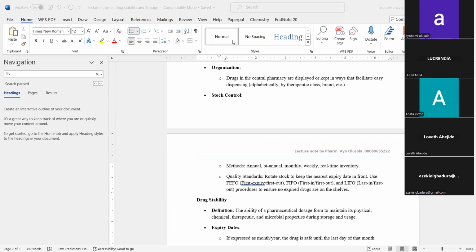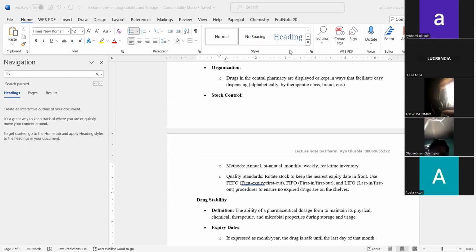FIFO. I believe you know this. This means first expiry, first out. So you arrange the drugs that are soon to expire in front and keep those that still have long expiration dates at the back. That's first expiry, first out. Then FIFO, first in, first out. The drugs that you purchase first, you keep them in front, if you do not have issues with expiry dates. Then the ones you purchase last, you keep them at the back.